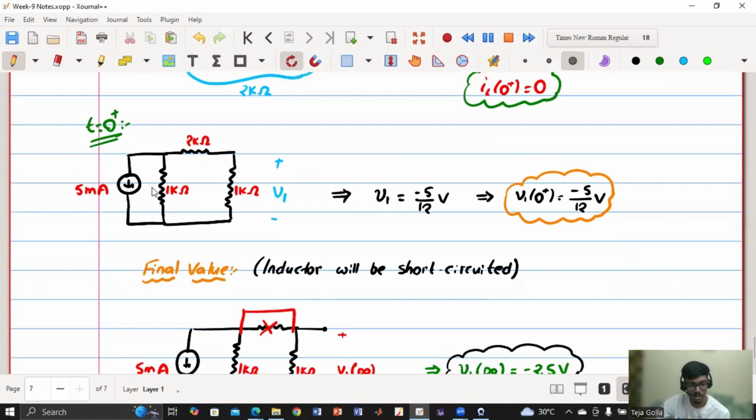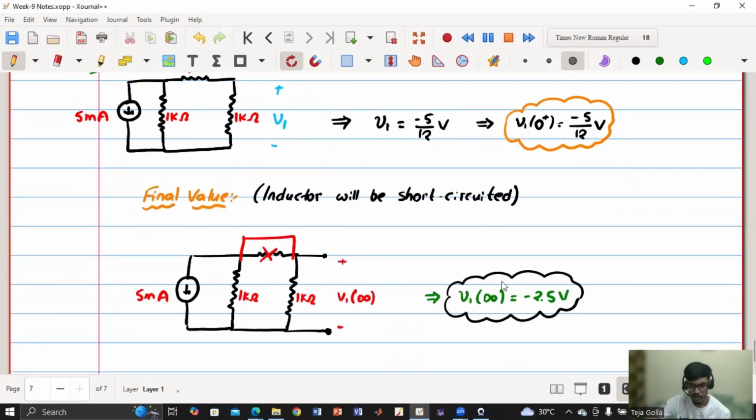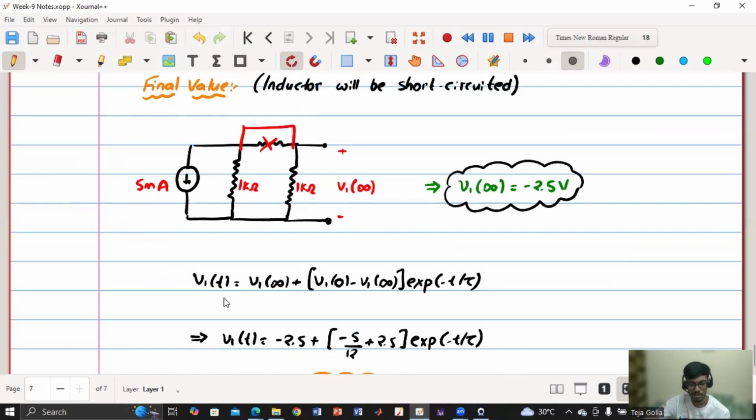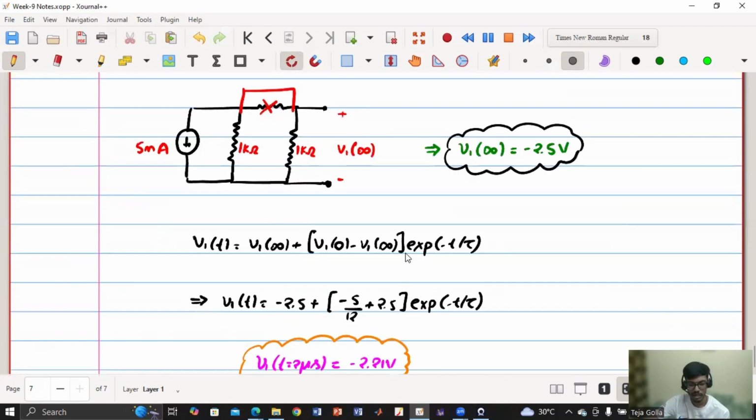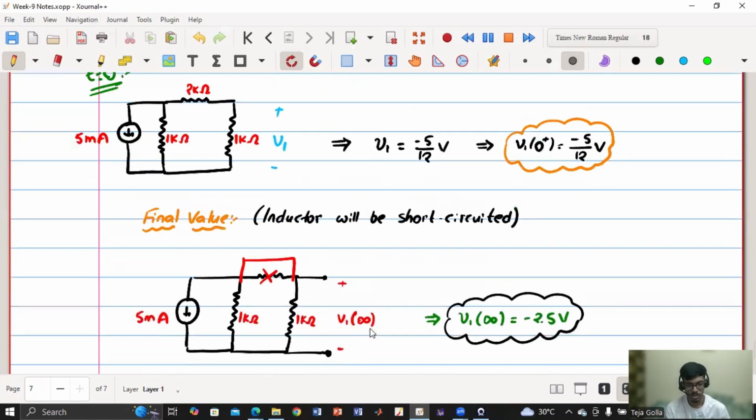And for the final value, the inductor will be short circuited. So this 2 kilo ohm will not come into the picture. 1K, 1K will be in parallel, which is 0.5 kilo ohm, multiplied by 5 milli, minus 2.5 because the current is flowing in the other direction. So V1 will be minus 2.5. Now I have used this generalized expression and calculated the value of V1 at t equals 2 microsecond, as asked in the question. And it turns out to be minus 2.21 volt. So that's all about this question.